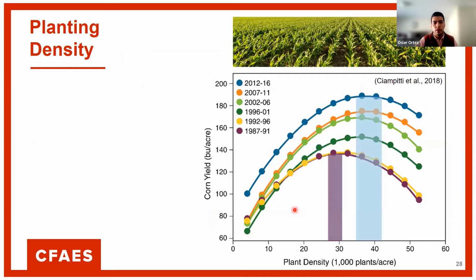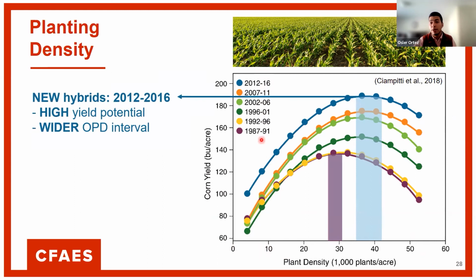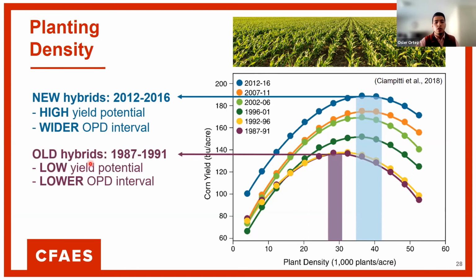In terms of planting density, there has been work done, and what we can see here on the x-axis going from 10,000 plants per acre all the way to 50, 55,000 plants per acre for hybrids released in different eras. New hybrids from 2012, 2016, they tend to have a high yielding potential due to breeding. And they also seem to show a wider optimum plant density interval. So more numbers that we can shoot while still maximizing yield. Now, when we look to the old hybrids, 1987, 1991, we tend to see a sharp decrease right after the optimum rate. So it seems to be a narrower window.